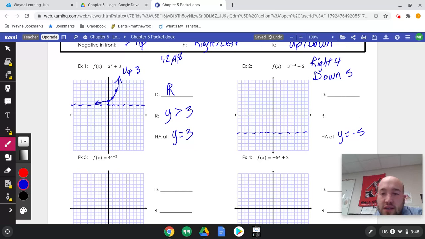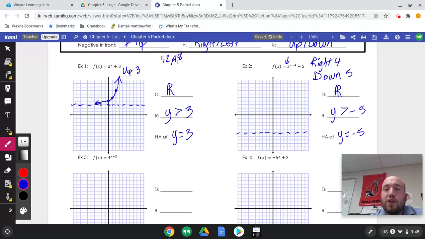Okay, so that is my asymptote. Now, since it's still facing up, since this is a positive number at the front, we know it's still going up, so y has to be greater than -5. It's still all reals.